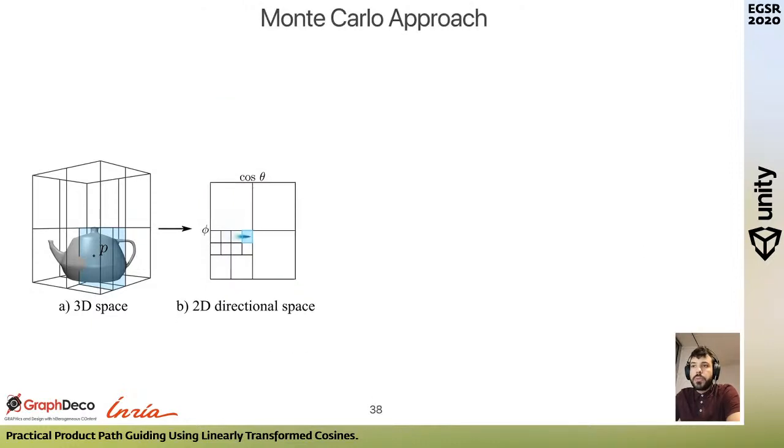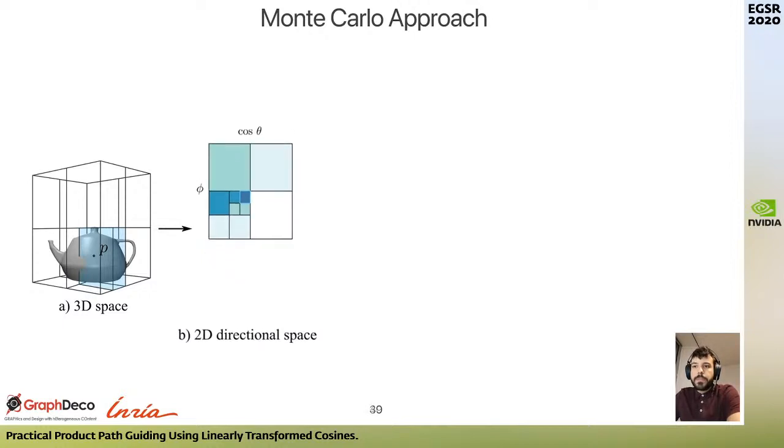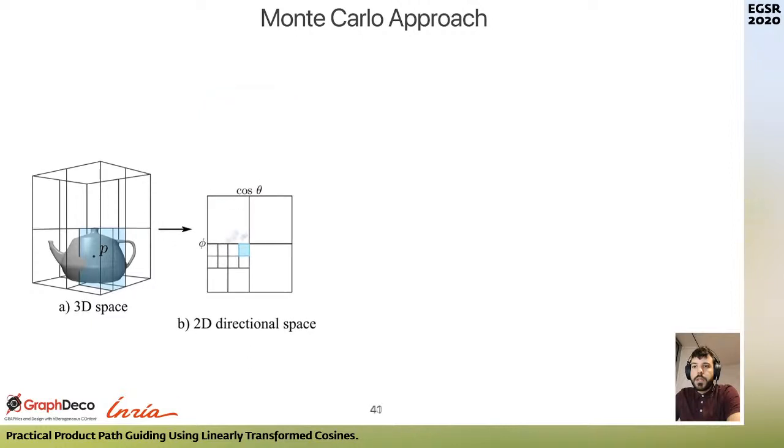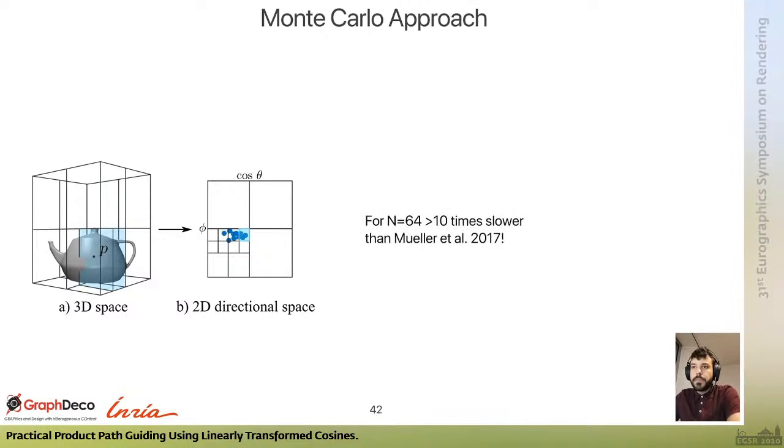To compute this value, there are a few different options. First, we experimented with the Monte Carlo approach. For this approach, we built a temporary quadtree that has the same structure as the one that stores the incoming radiance. We generated n equal energy samples from the BSDF distribution and recorded them in this temporary quadtree. For 64 samples that we found to be a good compromise between performance and quality, this approach added a huge overhead of more than 10 times slower sampling.